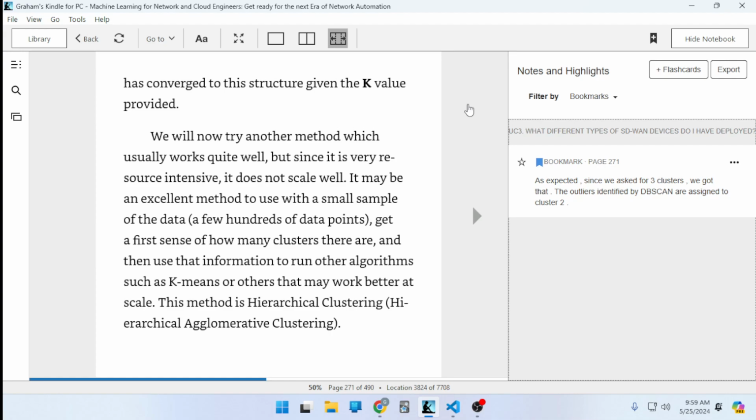We will now try another method, which usually works quite well, but since it is very resource intensive, it does not scale well. It may be an excellent method to use with a small sample of the data, a few hundreds of data points. Get a first sense of how many clusters there are, and then use that information to run other algorithms such as k-means or others that may work better at scale. This method is hierarchical clustering, hierarchical agglomerative clustering.